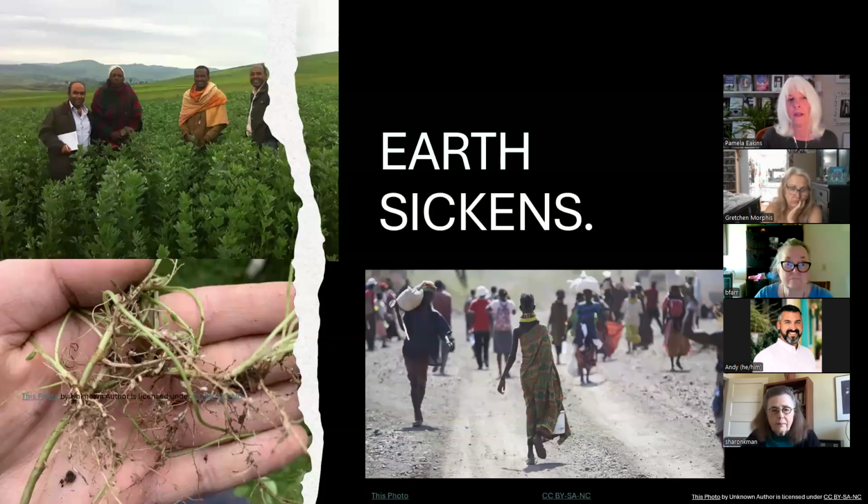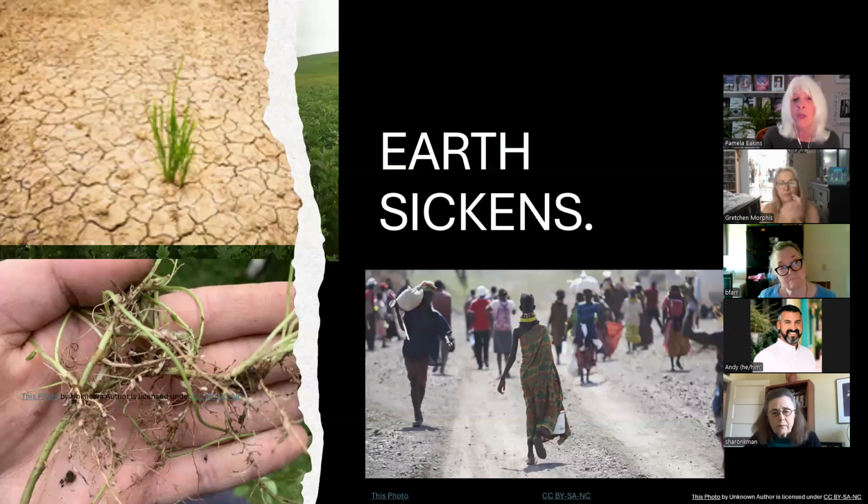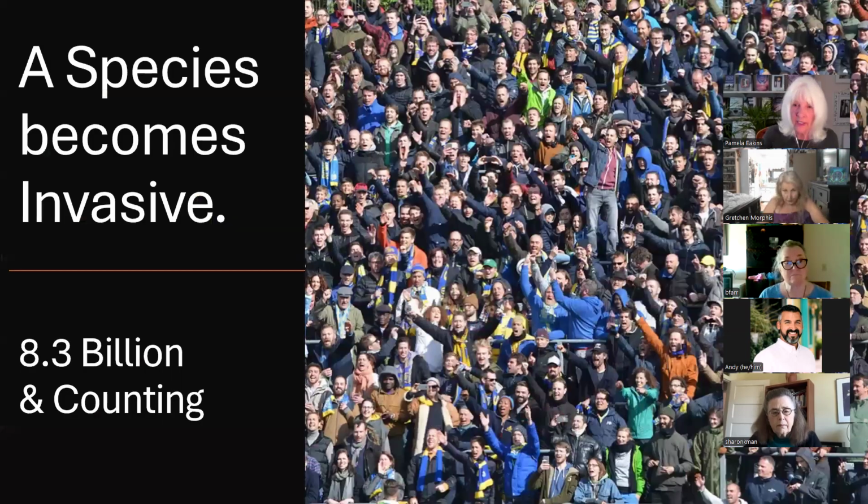The earth gets sick. It's no longer producing in the way that it did. And as a result, our species is migrating all over the planet, dealing with these conditions. So we're continually migrating. Or a species becomes invasive. Well, I just thought I'd put up the human species for a moment. 8.3 billion and counting. One too many. Here we go. 1, 2, 3, one too many.